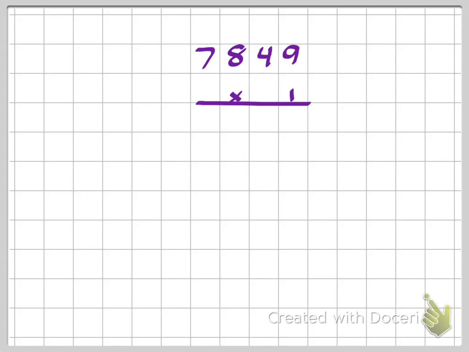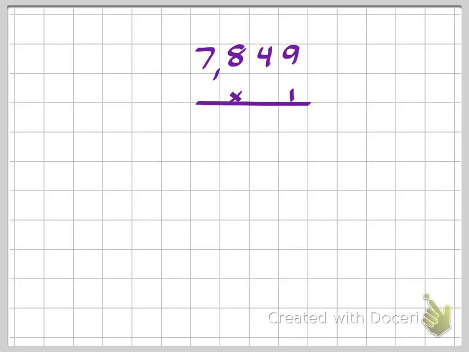All right, so we have 7,849 times 1. Now this one should not be very tricky at all for you, especially if you remember the identity property of multiplication. So I'd like you to go ahead and pause me and work it out on your own and then come on back.